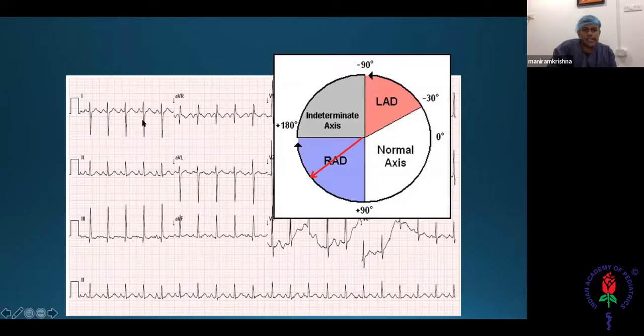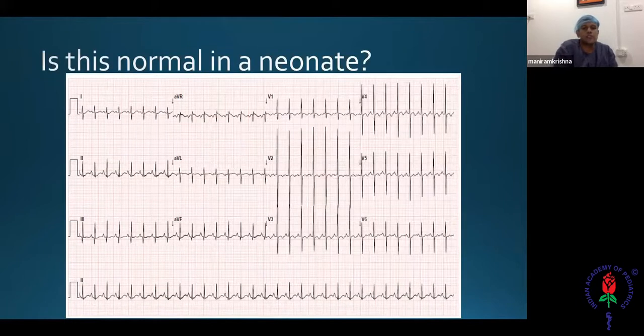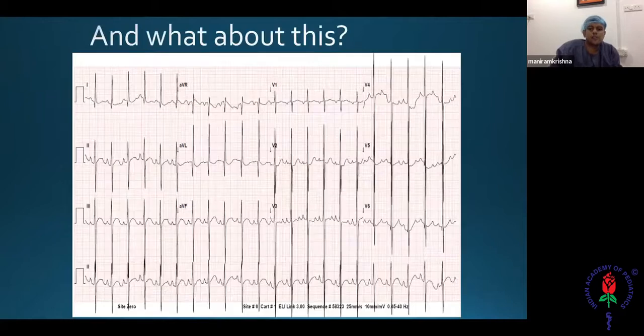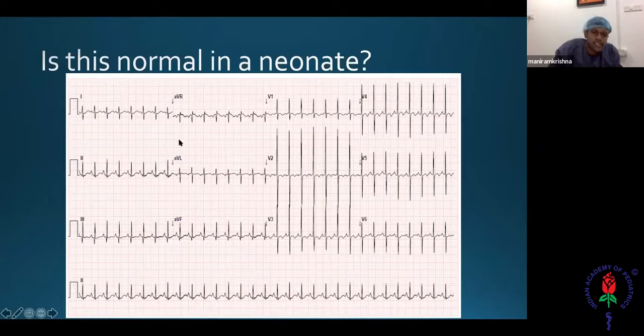So it's negative in lead one and positive in AVF. And if you go and plot it in a graph chart, it is right axis deviation. So with that, I'll go to my last and say, this is a newborn baby who has this particular ECG. Do you think it's normal or not? You can see it's negative in lead one and positive in AVF, which is right axis deviation.